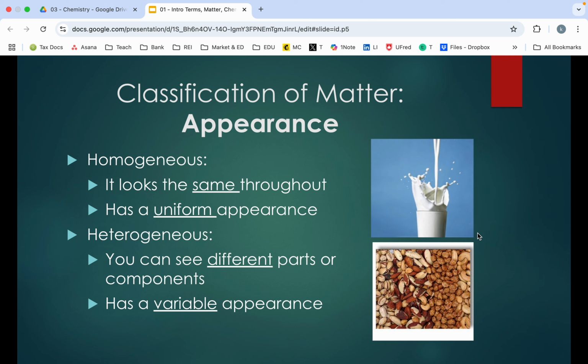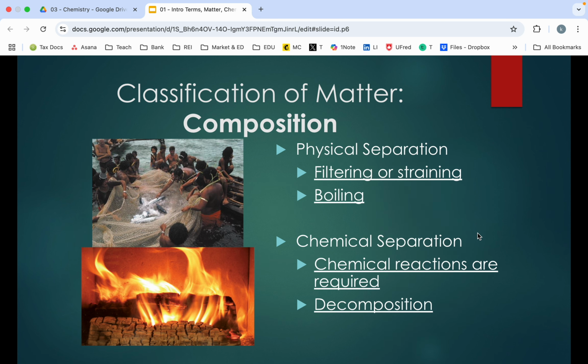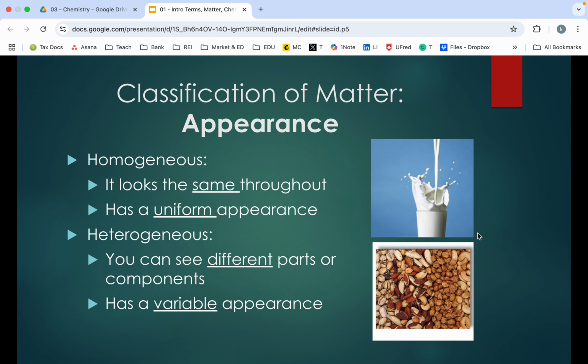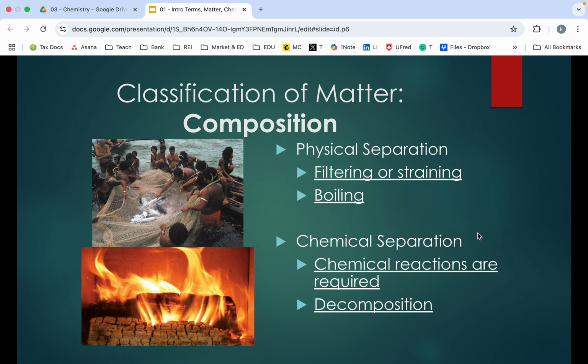Clearly, you look at that and you've got the honey-coated nuts and the weird long nuts that don't taste very good, and then you've got pistachios and whatever else. Can you see different parts, or does it have a variable appearance? Milk, you're never going to look in your milk before you drink it, hopefully, and see different things floating in there. If you do, probably don't drink that. So that was homogeneous, looks the same throughout. Heterogeneous, there's different things. Those are important definitions.